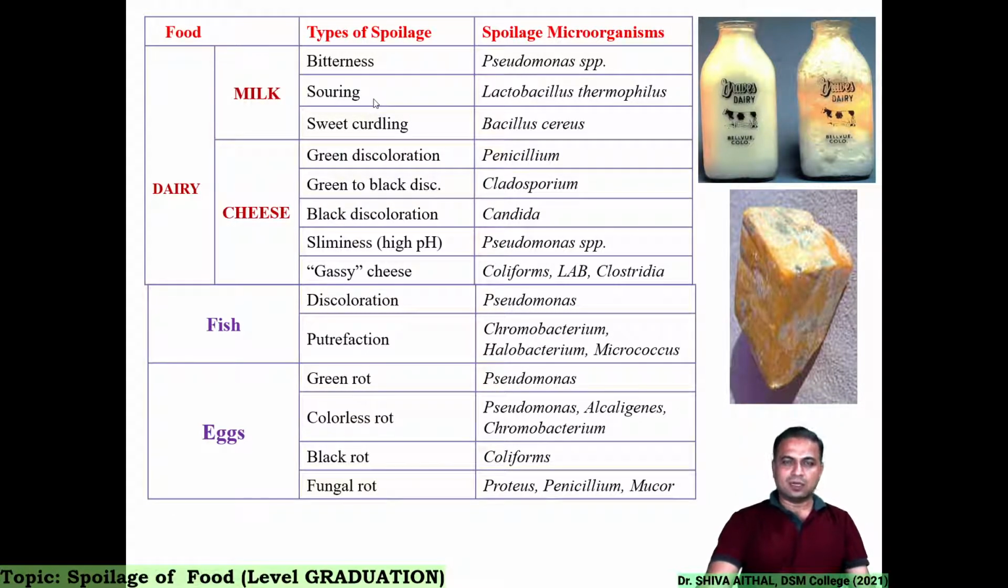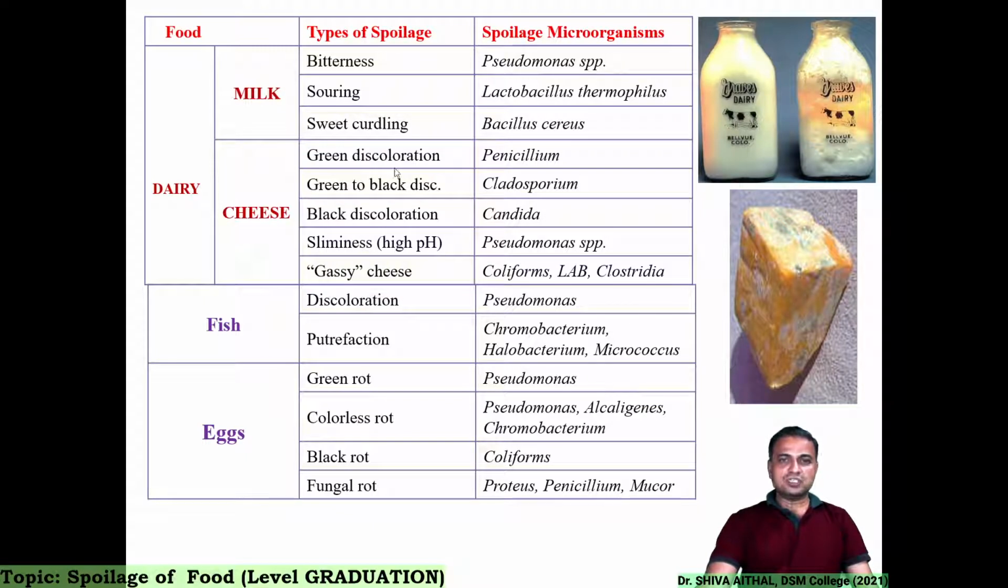Souring, khatta hona, that is due to Lactobacillus thermophilus. Sweet curdling, that is दूध का दही होना. Dahi, not just like the dahi which we desire, but an undesirable form, where the proteins get separated. Dahi दूध फटना जो बोलते हैं वो, that is due to Bacillus cereus.